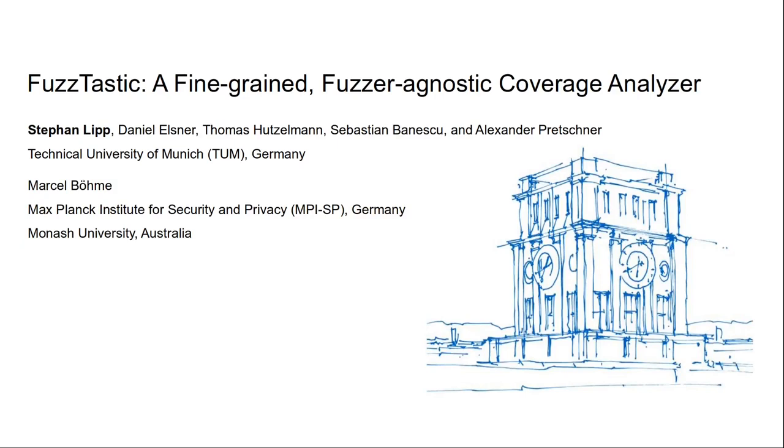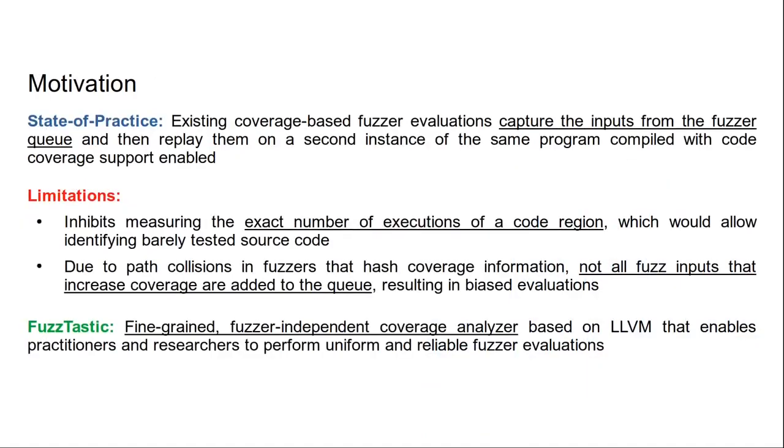In this demo video, I'm going to present FuzzTastic, a tool that allows to perform coverage-based fuzzer evaluations. Existing evaluations capture the inputs from the fuzzer queue, which is basically a directory that contains coverage-increasing input files, and then replay them on a second instance of the same program compiled with coverage support enabled. This approach has two limitations.